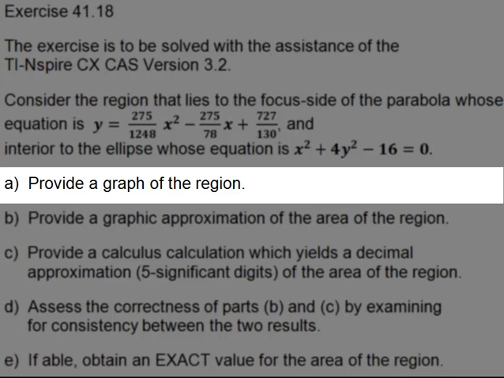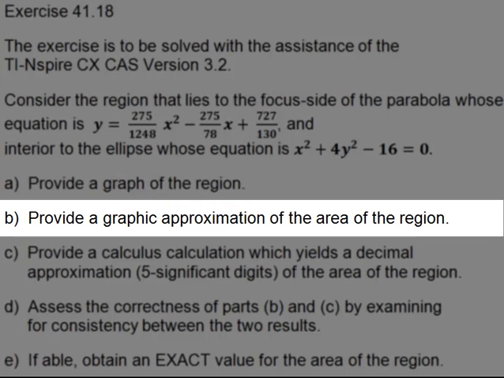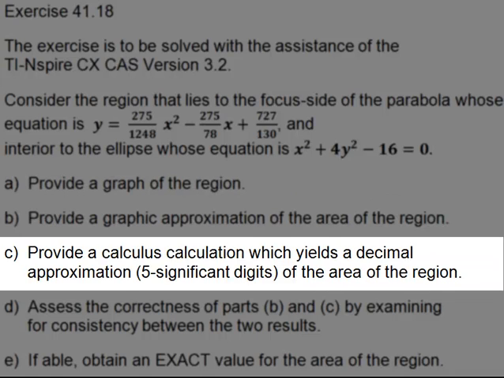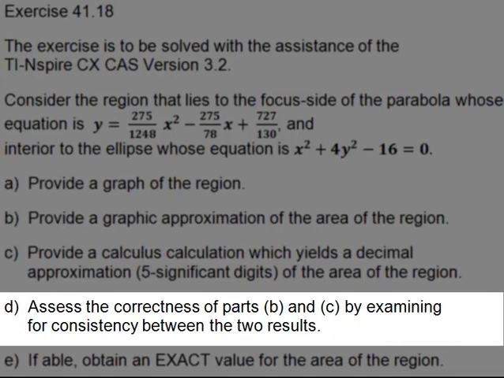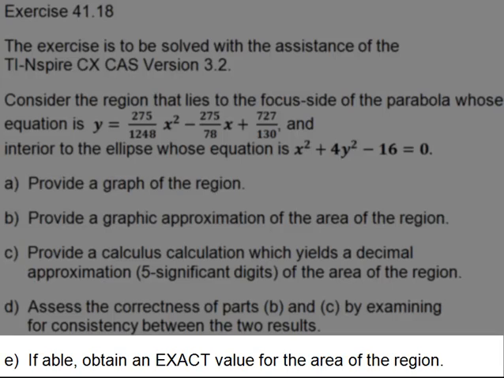Part A, provide a graph of the region. Part B, provide a graphic approximation of the area of the region. Part C, provide a calculus calculation which yields a decimal approximation, 5 significant digits, of the area of the region. Part D, assess the correctness of parts B and C by examining for consistency between the two results. Part E, if able, obtain an exact value for the area of the region.